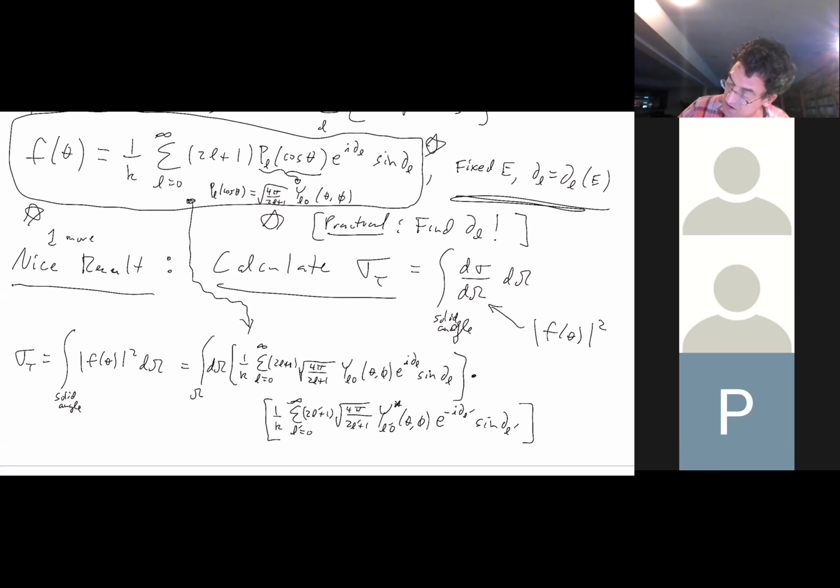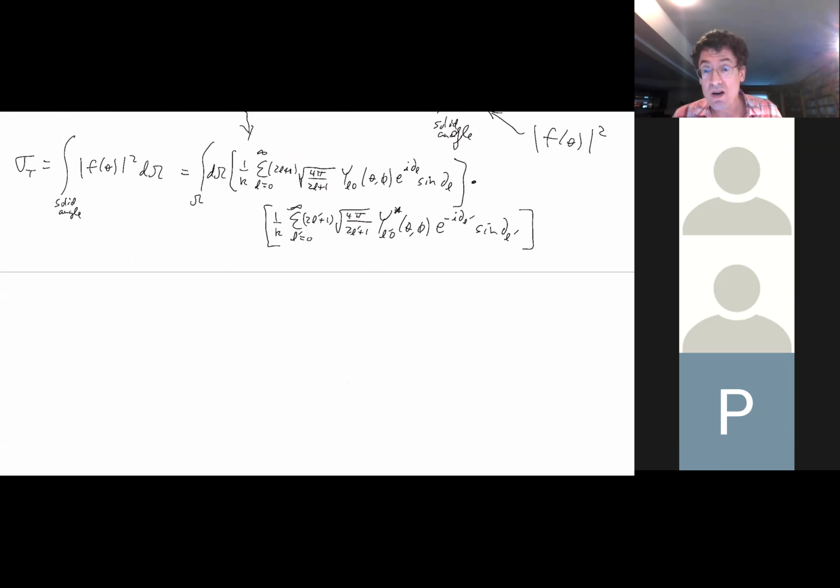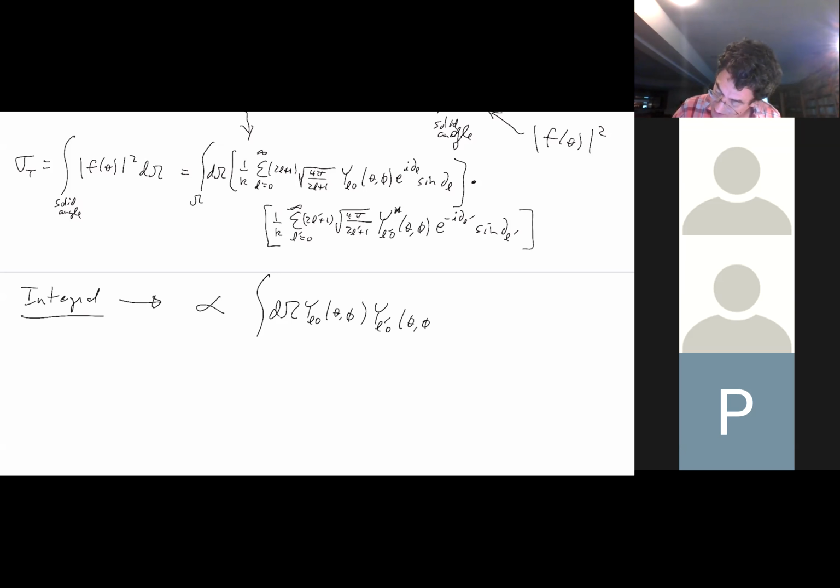And there you have it. All you got to do is that integral. It looks so hard, but it's actually really easy, because in the integral I can move all the constants out, and everything is proportional to this integral of d omega of Y_L0(theta, phi) times Y_L'0(theta, phi) star d omega. And this is equal to what?